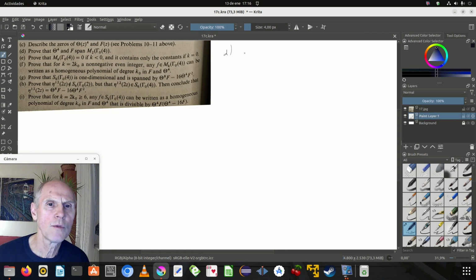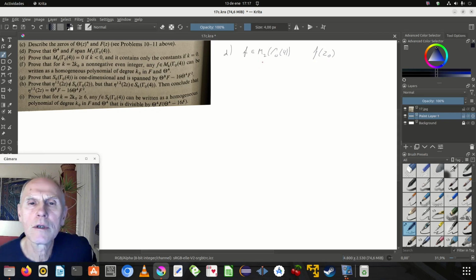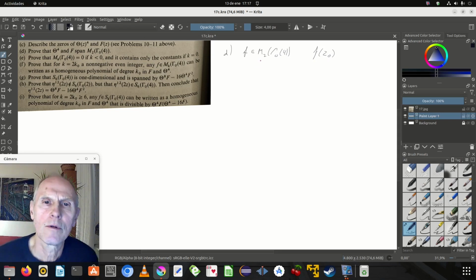So let's assume we have f in M2 of gamma naught of 4. It will have a zero because the sum of the orders of the zeros is unity, and when k is 2, that's the result of problem 17b.